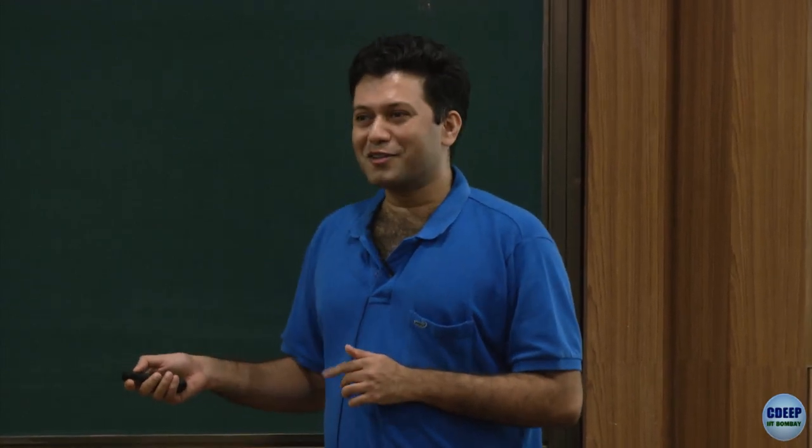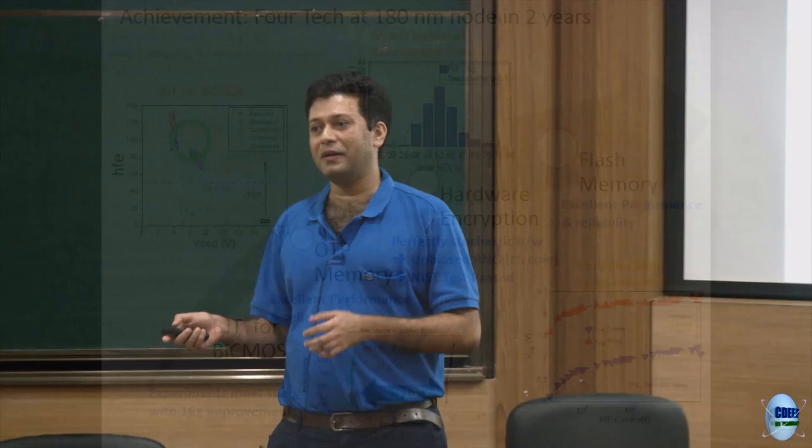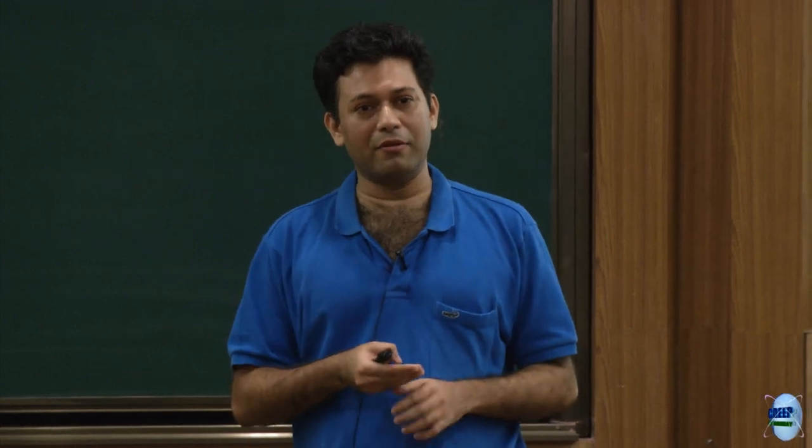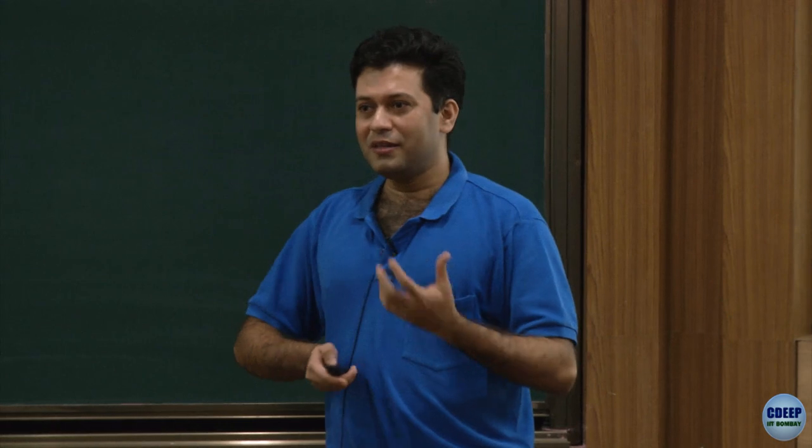There are 4 other technologies we worked on. The first was bipolar technology, which we demonstrated. This is what we discussed, the one-time programmable memory. This is encryption hardware, again with this unbiased perfect randomness. And recently we also demonstrated a flash memory, which does about 1,000 cycles and can change between bit 1 and bit 0. This is a very initial thing, but it is in the fab, not in our lab. So it's gone to that extent. This is pretty much what we did.